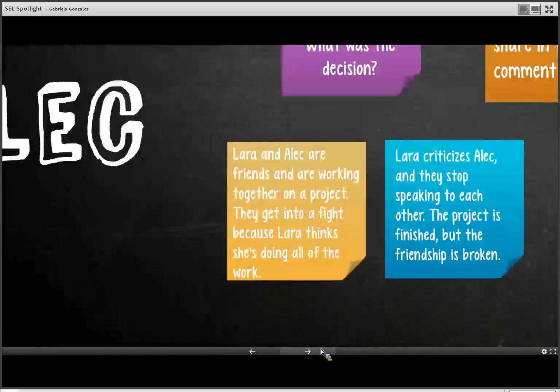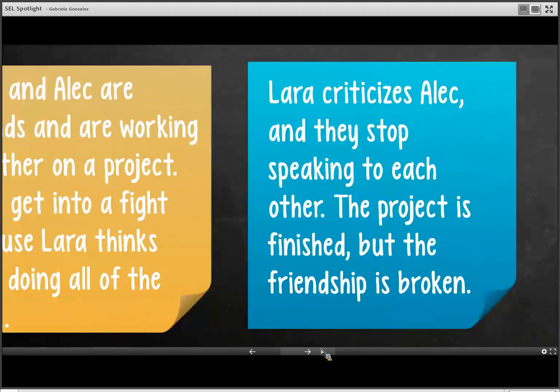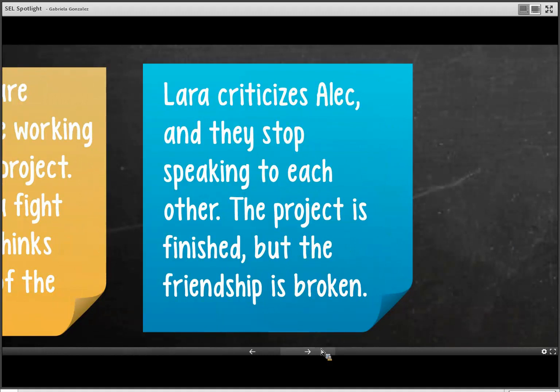Lara and Alec are friends, and they're working on a project together. They get into a fight because Lara thinks that she's doing all the work. Lara criticizes Alec, and they stop speaking to each other. The project is finished at the end of the day, but the friendship is also finished. The friendship is broken. So take a moment to think about that scenario. Take it in for a bit.